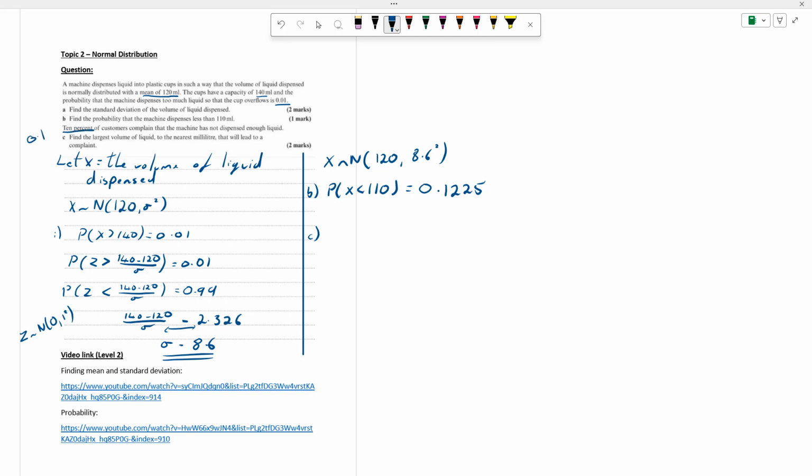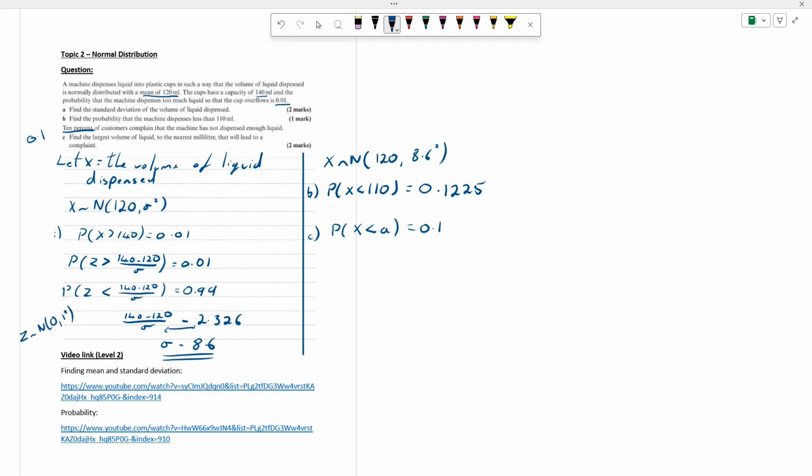So I'm dealing with a probability here of customers complaining that the machine does not dispense enough liquid. Find the largest volume of liquid to the nearest milliliter that will lead to a complaint. So I want the probability that X is less than some amount to be 10%, because 10% of the people are complaining that it's less than this amount.